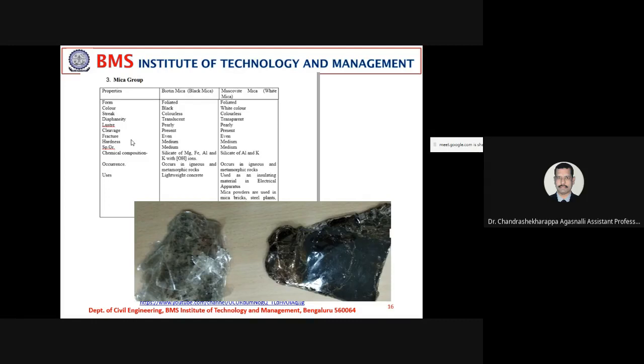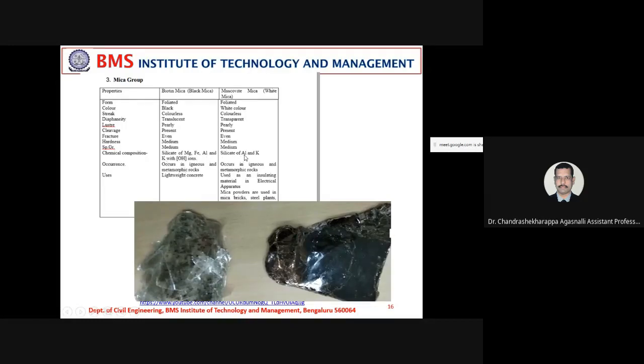The hardness: what is the hardness? It is a low hardness, very low. You can break it easily with your hands. Specific gravity is low. It depends on the thickness; when you make it small, it may be very lightweight. And the chemical composition will have magnesium, iron, alumina, potassium.